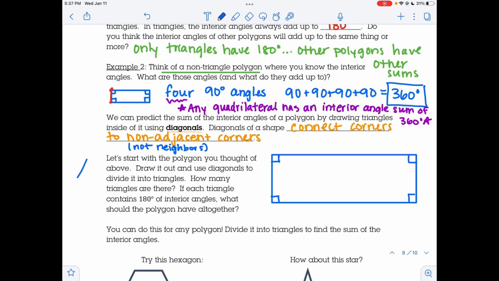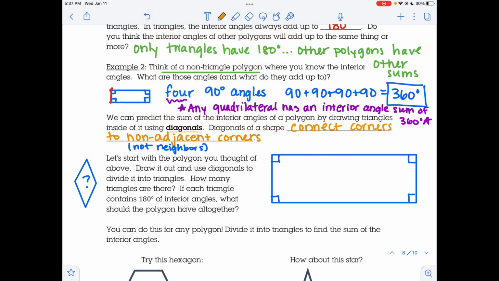But if I had drawn a rhombus, those angles are not as predictable. They can be pretty much anything as long as the opposite ones match. So if we're trying to predict what the sum is on a rhombus, we might not know. But I'm going to show you a way in this rectangle, since we already know we can use the 360 to verify. I'm going to show you a way you can check this for any shape.